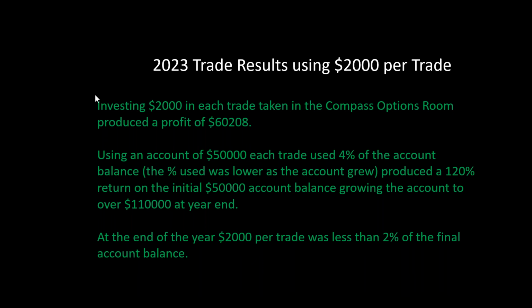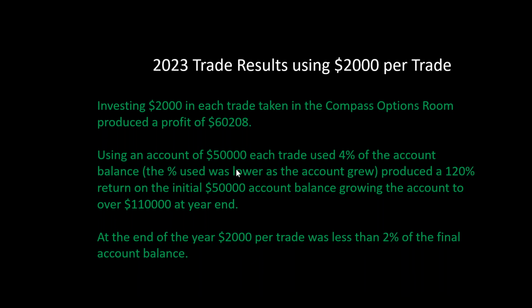I don't have every single month in here because it's just the same thing over and over again. But this was the 2023 trade results using $2,000 per trade, investing $2,000 in each trade taken in the room. Produced a profit of $60,208, basically $60,000 for the year. And if you used an account of $50,000, it started the year with a $50,000 account. Each trade would have used 4% of your account balance. If you put $2,000 into a trade, that would have been 4% of your $50,000.